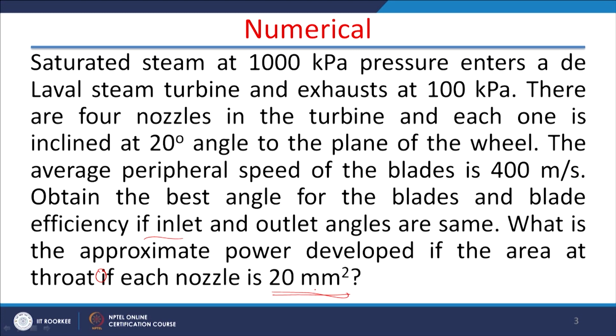So, there is a problem which has to be solved. It is a problem which is a mixture of nozzle and turbines, right. So, first of all we will have to find the velocity at inlet, V1, velocity at inlet of the turbine. For that we will have to go for nozzle equations. So, nozzle upstream is 10 bar or 1000 kilopascal, downstream is 100 kilopascal, right. So, we will take H1 here and H2 here.